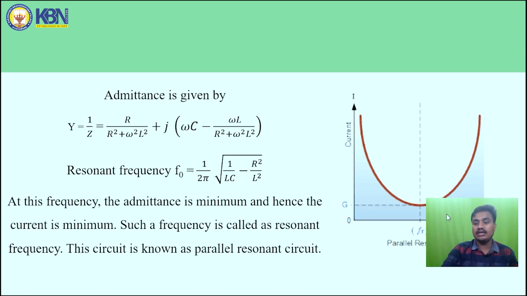This is how the graph looks when you take the frequency on the x-axis and the current on the y-axis. It is quite opposite to the LCR series resonant circuit. As the frequency increases, the current decreases. At a point we get the minimum current, and from there the current goes on increasing with the frequency. At the resonant frequency the admittance is minimum and hence the current is maximum, since admittance and current are inversely proportional. This circuit is known as the LCR parallel resonant circuit.